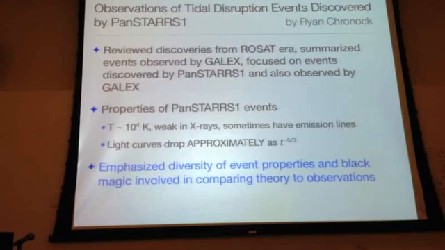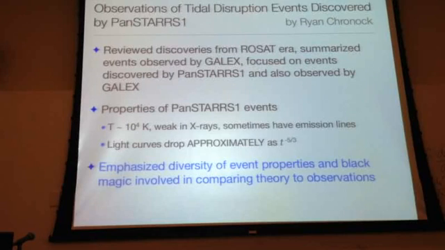It may be that we're looking at a continuous distribution of SEDs, and ROSAT is just good at catching the X-ray bright ones, whereas GALEX and Pan-STARRS are good at catching the optical and UV bright ones. The light curves drop approximately as t^-5/3. That's a very interesting result. However, all of these conclusions are sensitive to how one interprets the measured quantities and compares them with theory.